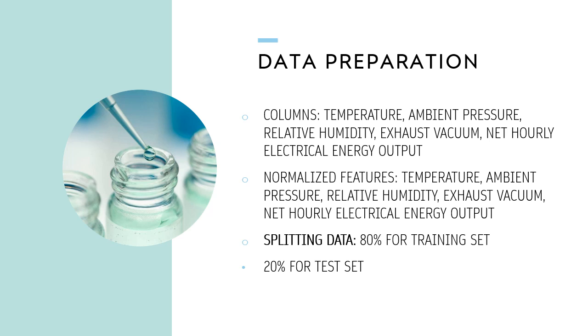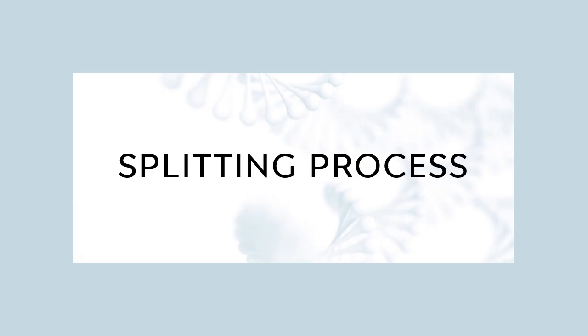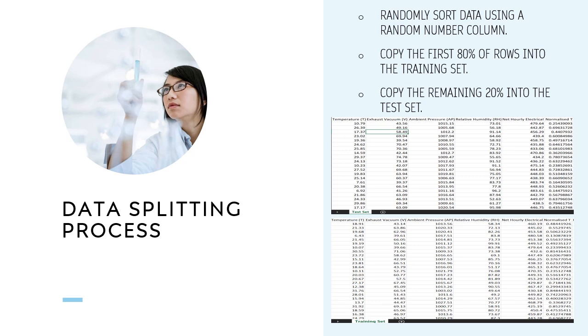The data was randomly sorted using a random number column, which helped ensure a non-biased division between the training and test sets. The first 80% of rows were copied into the training set, while the remaining 20% formed the test set. This randomization helps prevent overfitting and ensures the model can generalize to unseen data. So you can see the screenshots of the test sets and the training sets.